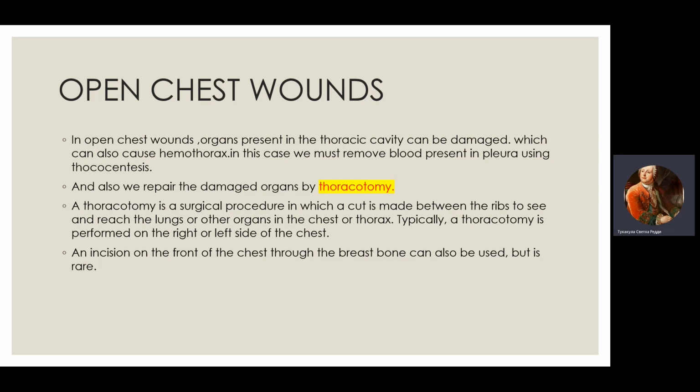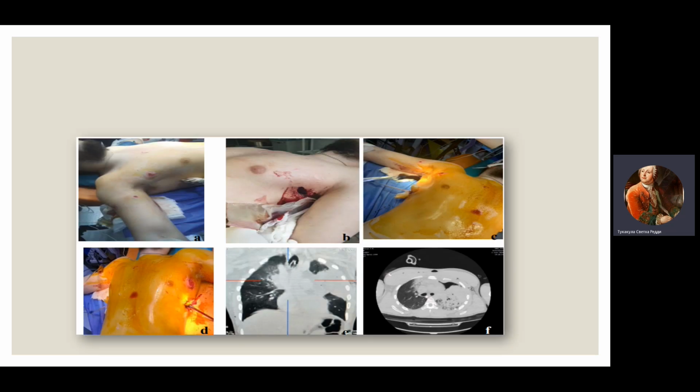As we all know, thoracotomy is the opening of the thoracic cavity and repairing the internal organs which are damaged. So in open chest wounds, we majorly treat by the thoracotomy surgical method, or we can also treat by thoracocentesis if there is hemothorax or pneumothorax in the thoracic cavity. And here you can see a gunshot wound, and these are other penetrating open types of chest wounds.